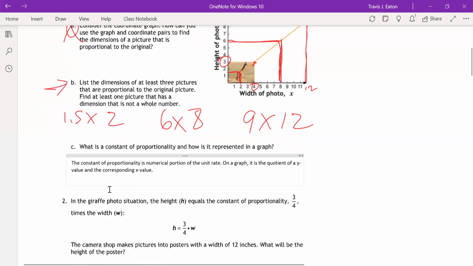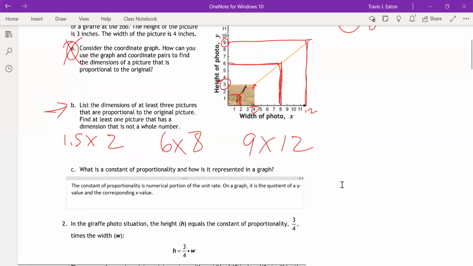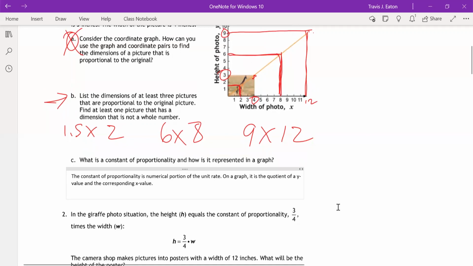So the constant of proportionality is the numerical portion of the unit rate. So as it is moving up, it is also moving over by the same rate. That's the rate of change. It's the constant of proportionality. If we were talking about the equation of a line, it would be the slope. Okay, but in this case, it is the quotient of the y value and the corresponding x value.